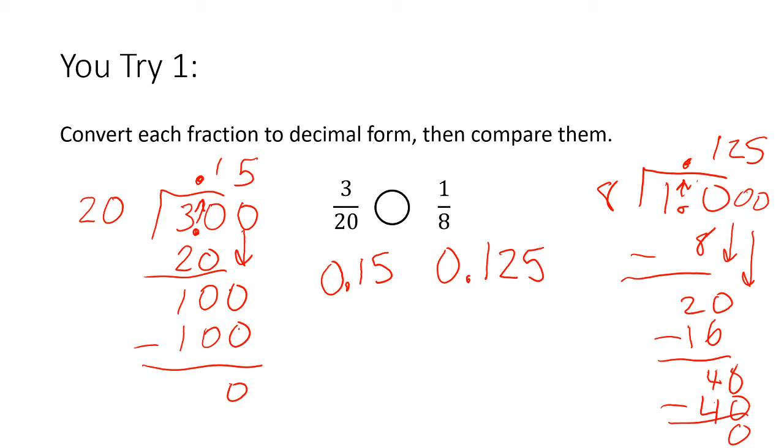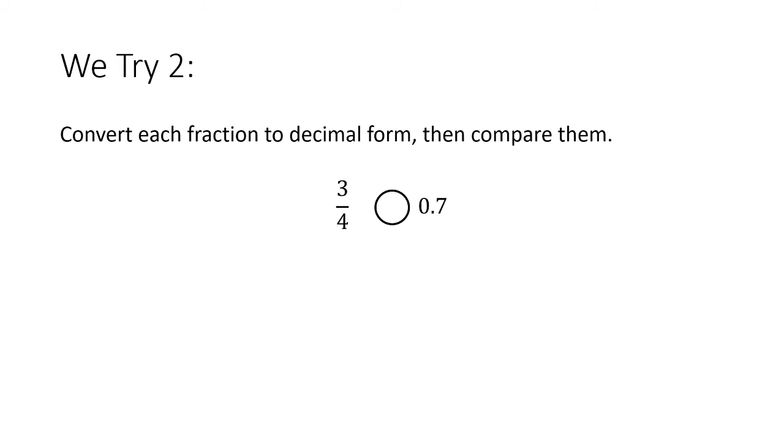Which one's bigger? Well, we go one place at a time. The ones are the same, and then this 5 is bigger than the 2. So the decimal on the left is bigger. So 3/20 is greater than 1/8. Let's go ahead and try this one.